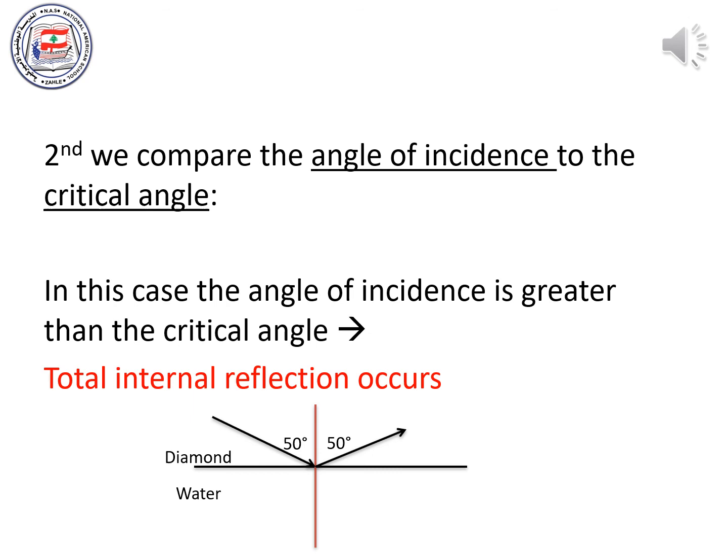We can see in the figure in front of us, as light is passing from diamond into water, if it hits the boundary at an angle of 50 degrees, it totally internally reflects. So it doesn't pass into water, it doesn't refract, however it reflects and it remains in diamond. But if the angle of incidence was less than the critical angle, then total internal reflection doesn't occur.